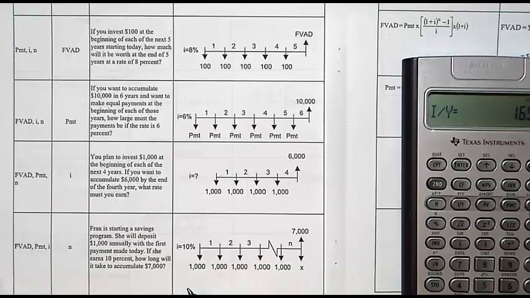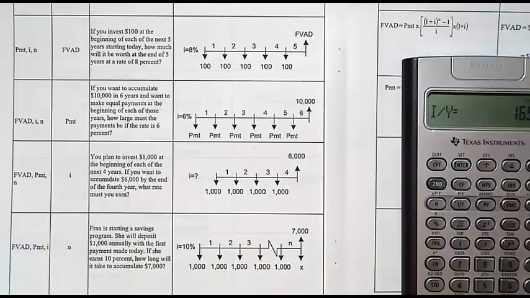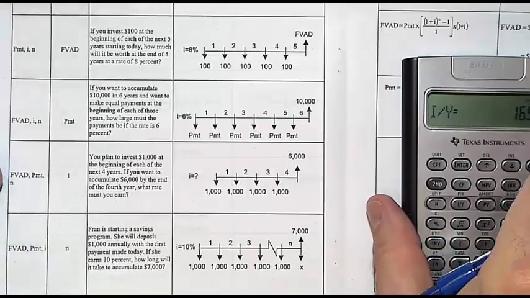Well, if it were 7 years, 1,000 per year for 7 years at 0 interest would get us 7,000. So we know it's going to be something less than 7 years because those payments all receive interest.